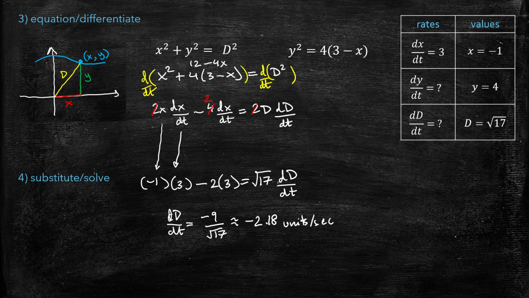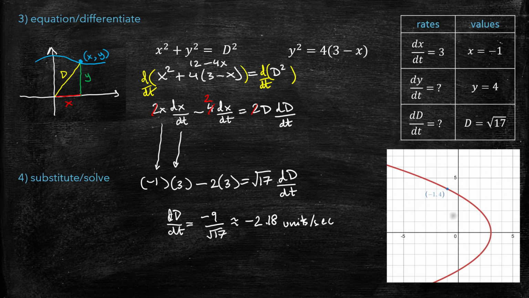So let's just end with a visual, to look at what's going on. So dx by dt is positive, it means that the particle is moving to the right. And if it's moving to the right, that means that its distance from the origin right here, as it moves closer to the right, is going to be getting smaller. So that's why it's negative.